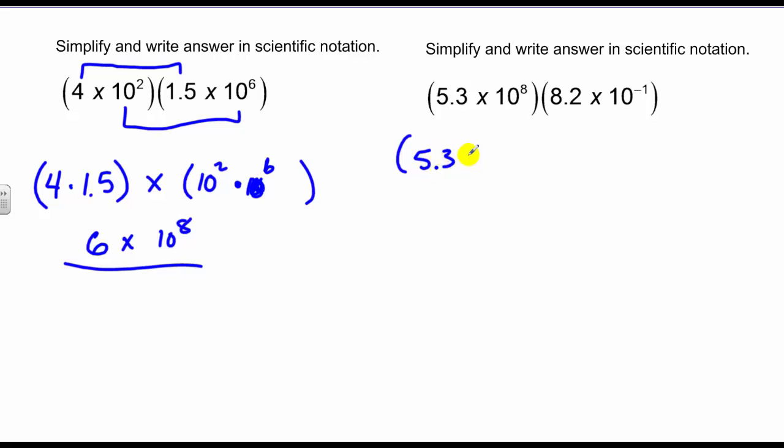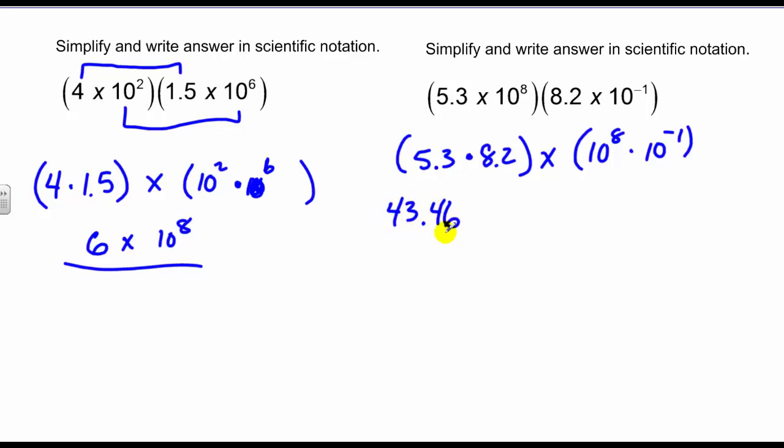Next, I have 5.3 times 8.2, and that is going to be multiplied by 10 to the 8th times 10 to the negative 1. So 5.3 times 8.2 is 43.46. And that is multiplied by 10 to the 7th, since I add the powers.